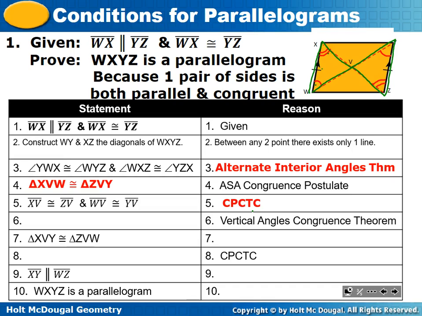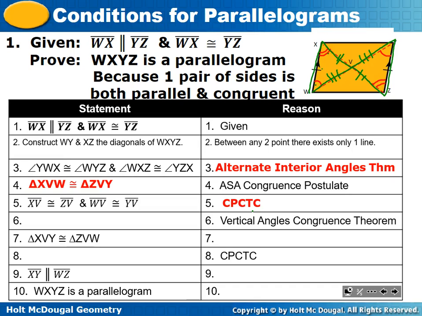So then let's mark this, XV and ZV. Those are corresponding parts of those 2 triangles. Let me put 2 ticks on here since we already have 1 tick. And then we have WV and YV. I'm sorry, I said WV, sorry, and YV.